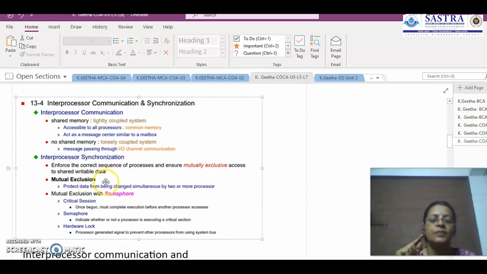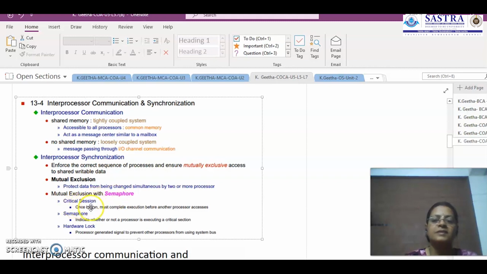So this is one of the prime requirements for inter-process synchronization, and usually this mutual exclusion is implemented by means of a semaphore. Already I have informed you, a semaphore is nothing but a binary variable which will always reveal the status of the lock. If it is 1, it indicates that it is in use. If it is 0, it indicates it is free.